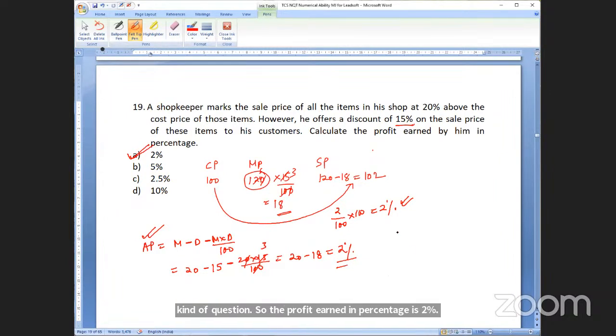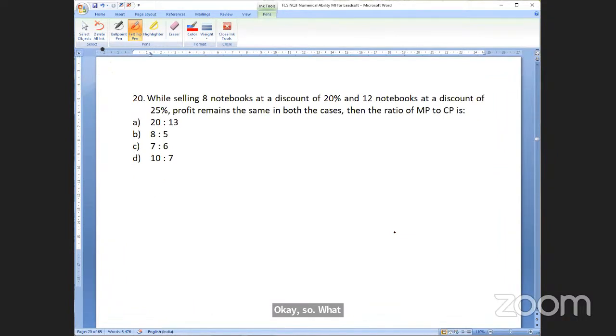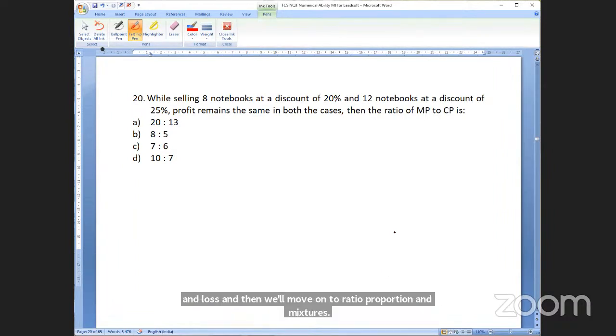Okay. So for the session, let's take up the last one. And when we begin the session tomorrow, make sure that you have gone through percentages and profit and loss thoroughly so that we can solve more questions on profit and loss. And then we will move on to ratio, proportion, and mixtures. Give this question a try.